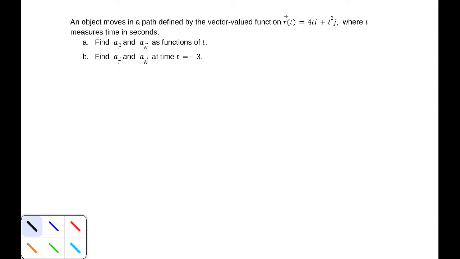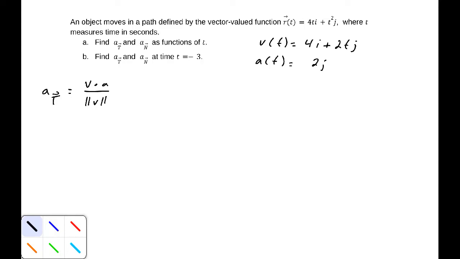Now, the first thing we need to do is identify the velocity and acceleration functions, because the tangential component of acceleration is equal to, there are many formulas, but the one I'm going to use is that the tangential component of acceleration is equal to v dot a divided by the magnitude of v. So v(t) is the derivative of r(t). That would be 4i + 2t j, which would make the acceleration, the derivative of the velocity, 2j.